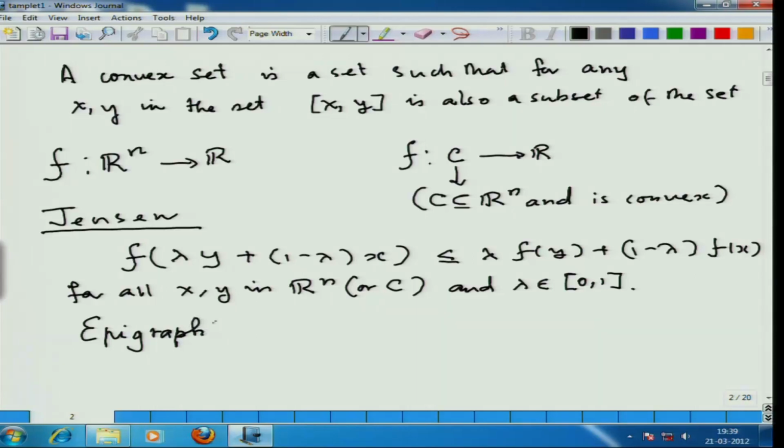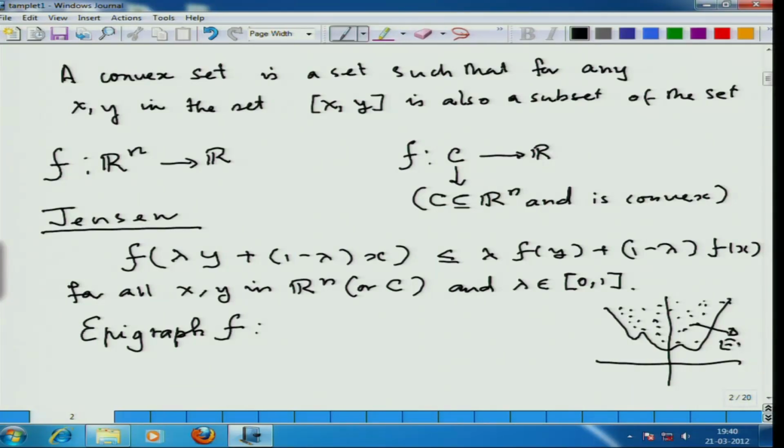Epigraph of a function f is everything that lies above the graph. So, if this is a function f and this is the graph, then the epigraph is the dotted portion along with the outer curve. Anything above the graph is called the epigraph. So, this is epi f, the epigraph of f.